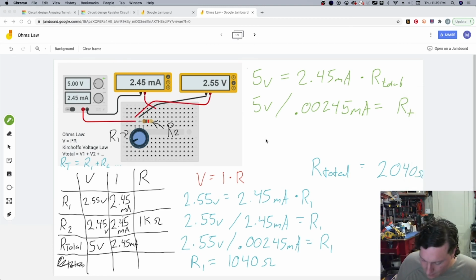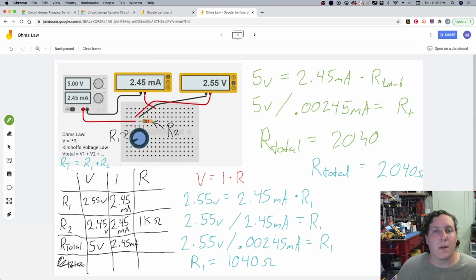So our total equals, again, 2040. There's a lot of mathematical calculations going through here, but we've been able to verify our numbers and use them to figure out what the circuit is.